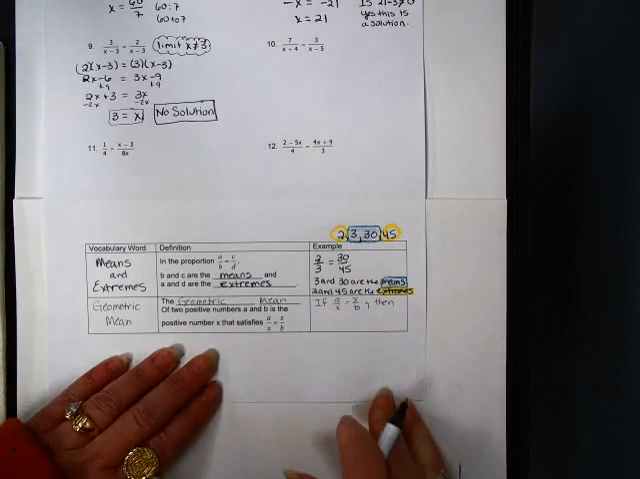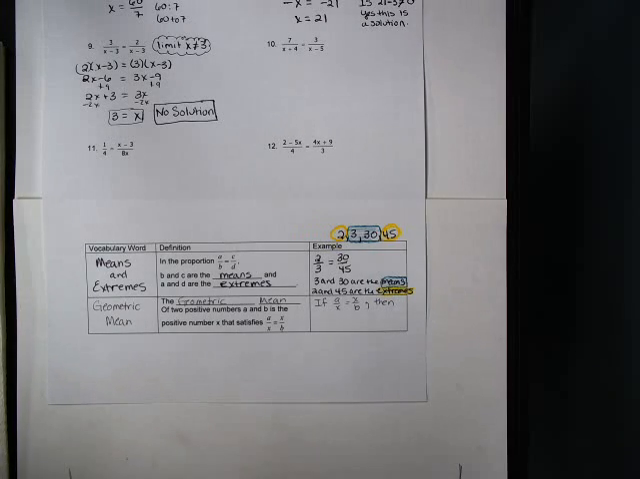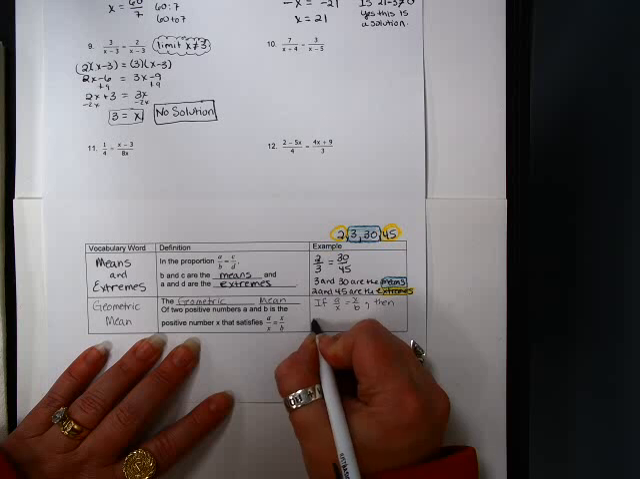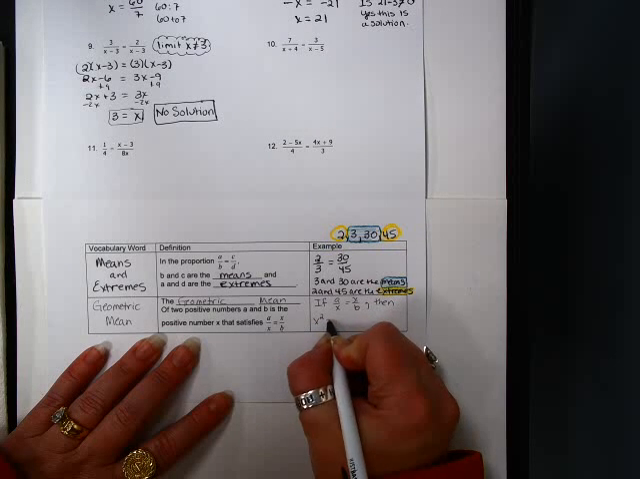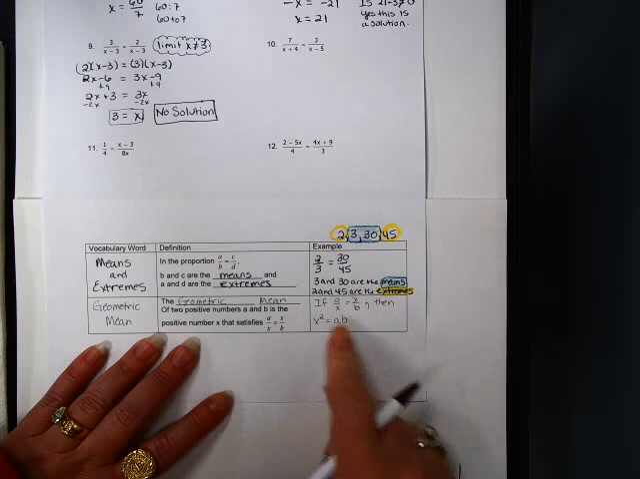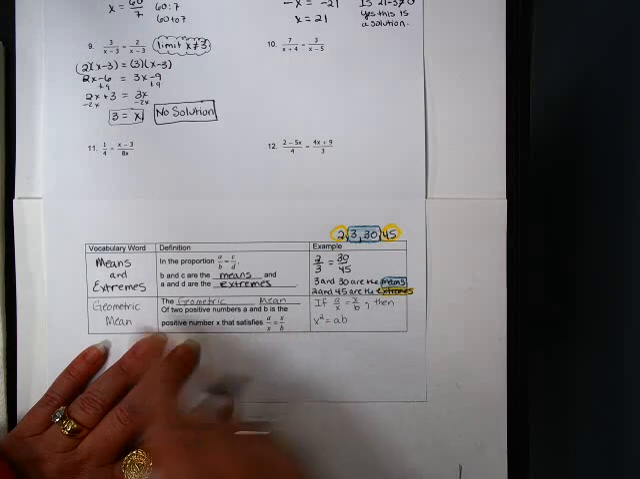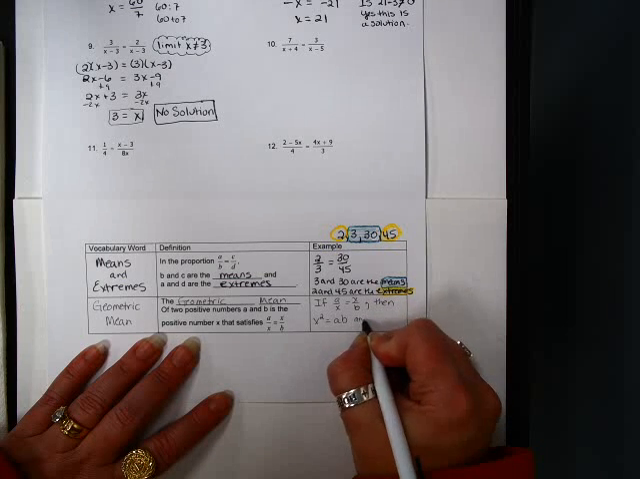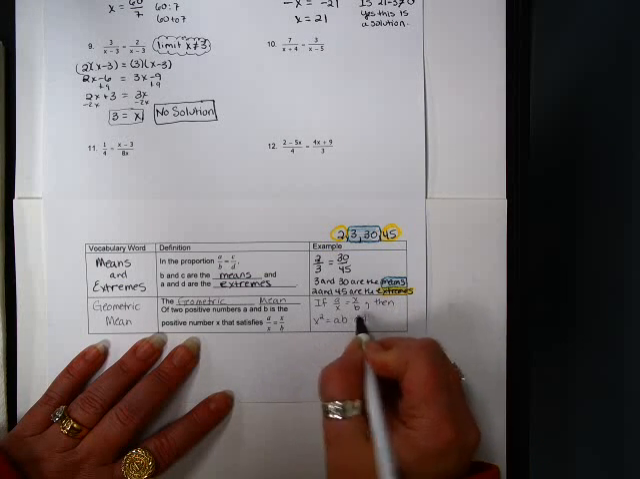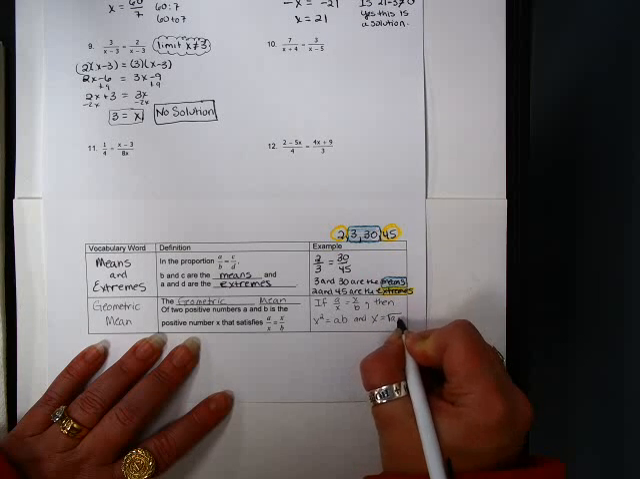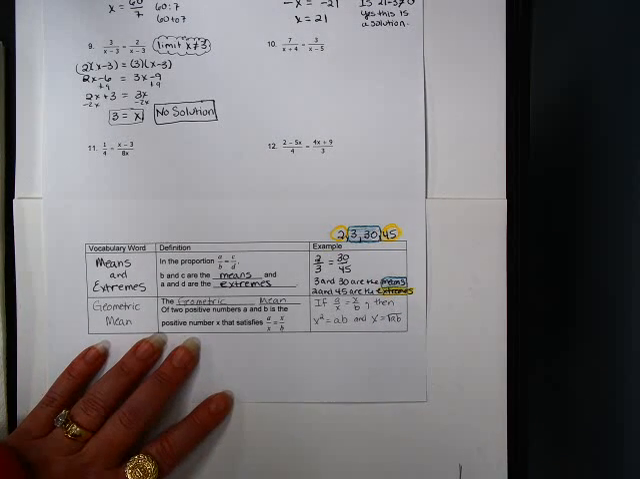Well, we can take our property that we're very familiar with, our cross products, and we can cross multiply here. x times x is x squared, and that's going to be equal to A times B. But if I just want to find x, the geometric mean, then I need to take the square root of both sides. So that would leave me with x equaling the square root of A times B.